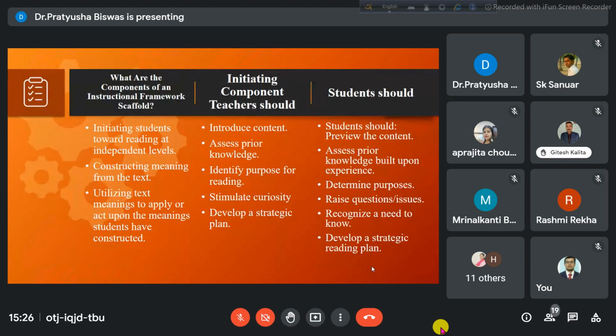Yes, ma'am. So would you like to read the initiating component teachers should remember? Is the screen visible? Yes, the screen is visible. Would you please read out the points?